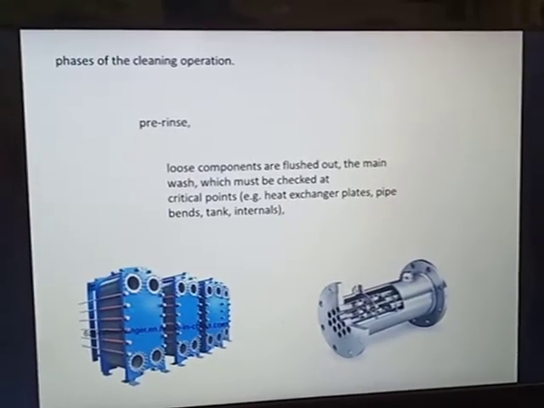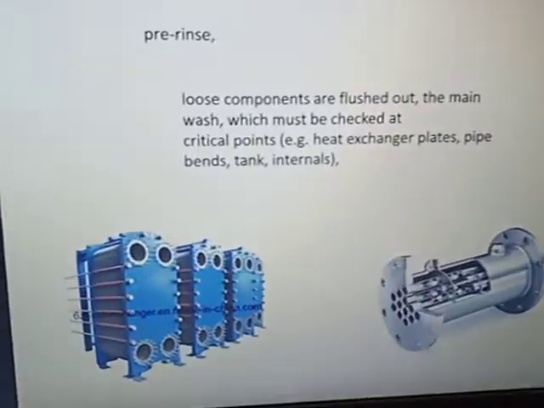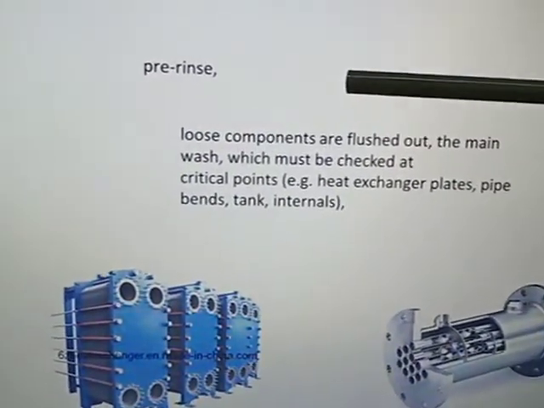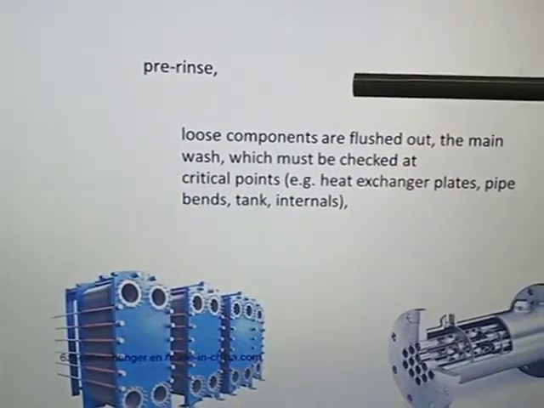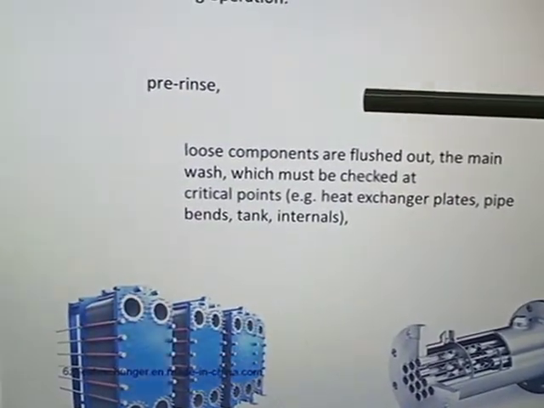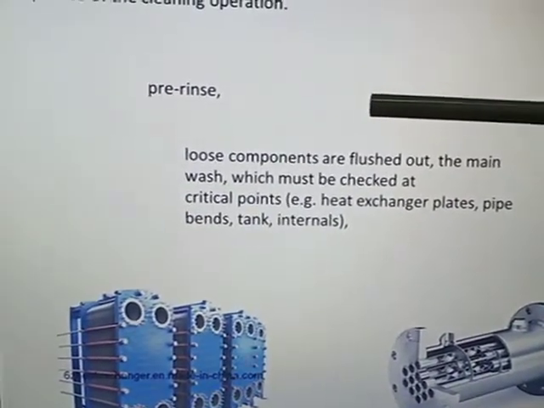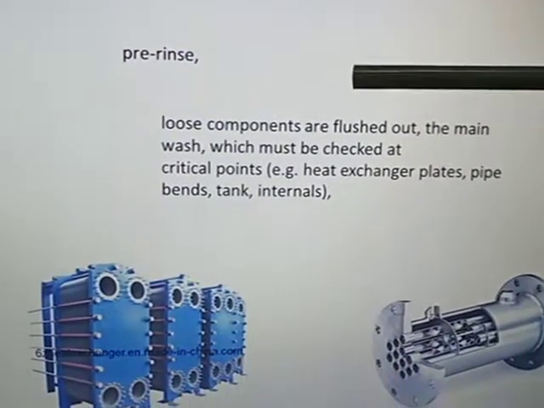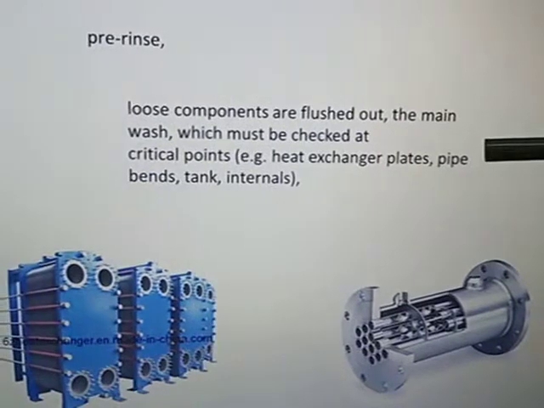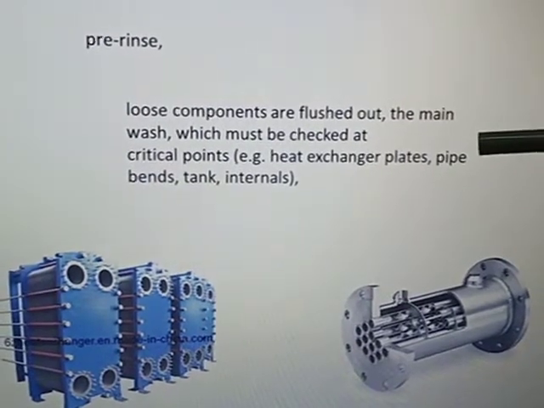Phases of the cleaning operation. Number one, the first is you have to do the pre-rinsing. If you go and do car washing, for example, you know that the car will be sprayed with normal water first. The objective is to remove loose components, and they will be flushed out.